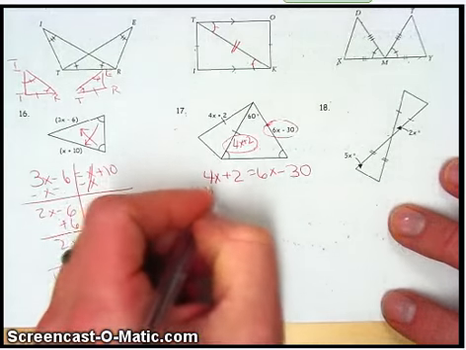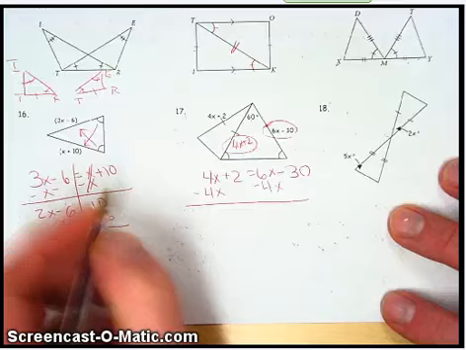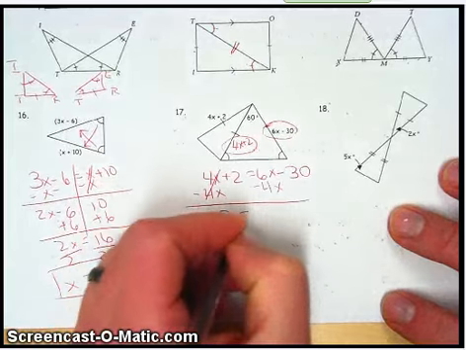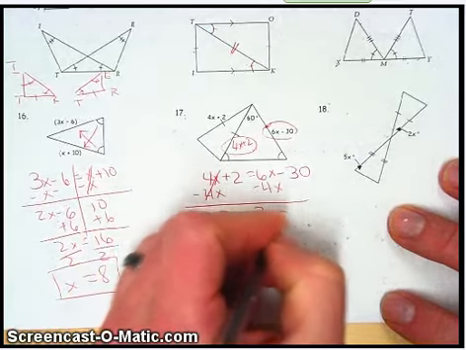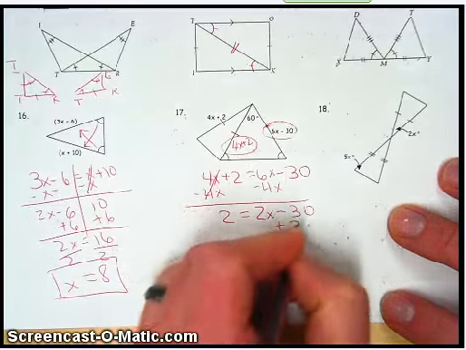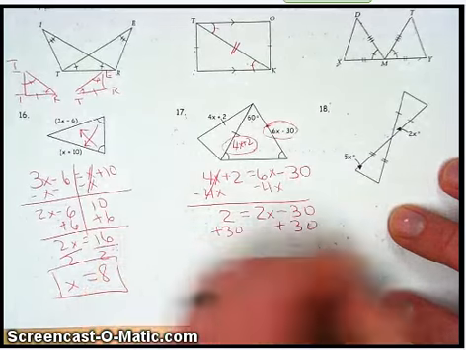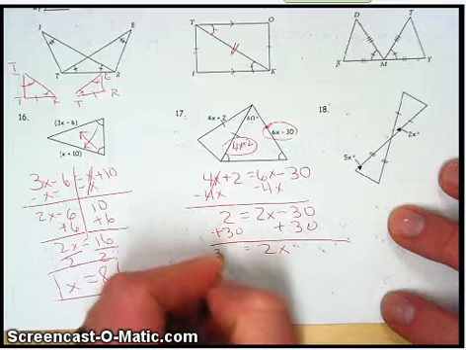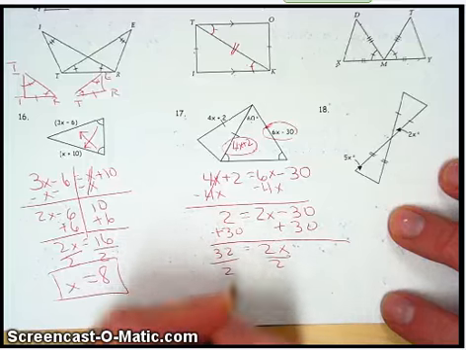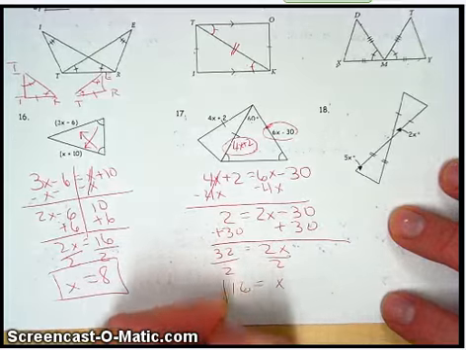I can go ahead and subtract 4x from both sides. So those cancel, I'm left with 2. 6x minus 4x is 2x. Now I add 30 to both sides. So 2x equals 32. Finally, I divide both sides by 2, so my x is 16.